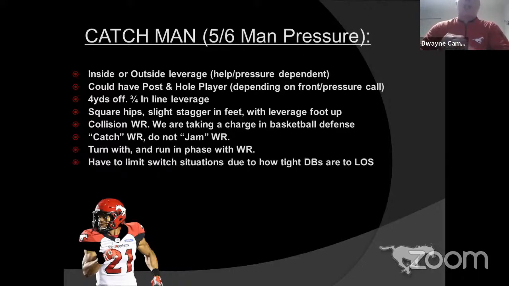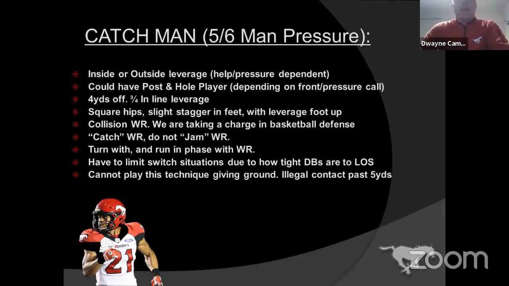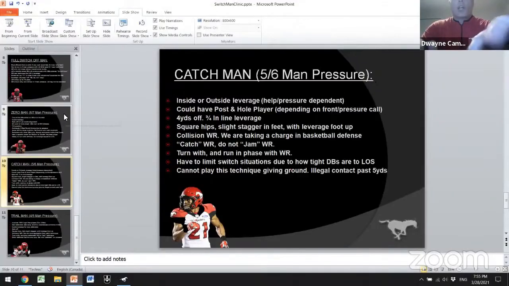All right. We have to limit switch situations due to how tight we are to the line of scrimmage. There's not a lot of room to read this stuff out. So if there are any switches, they have to be immediate and everything's got to be in front of you and it's got to happen quick. Otherwise there's a chance for us to bust on a switch. Okay. And then lastly, you can't play this technique giving ground, all right? In the CFL and Canadian football as a whole, you got 5 yards of contact. So any contact that takes place, if you inch back to 6 or 7 yards and try and collision at that point in time, you're likely going to get an illegal contact penalty, okay?